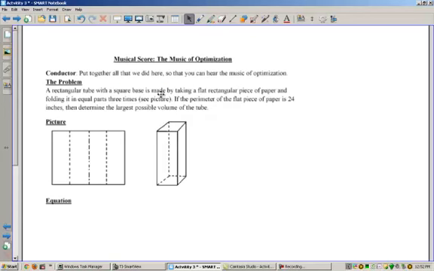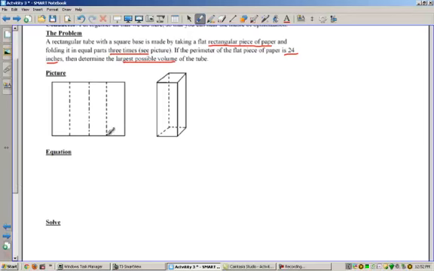So the final page, it says the musical score, the music of optimization. So put together all we did here so that you can hear the music of optimization. So here's a statement of the problem. A rectangular tube with a square base is made by taking a flat rectangular piece of paper and folding it together in equal parts 3 times. So see the picture. If the perimeter of the flat piece of paper is 24 inches, then determine the largest volume of the tube. All right, so I started the picture off for you.